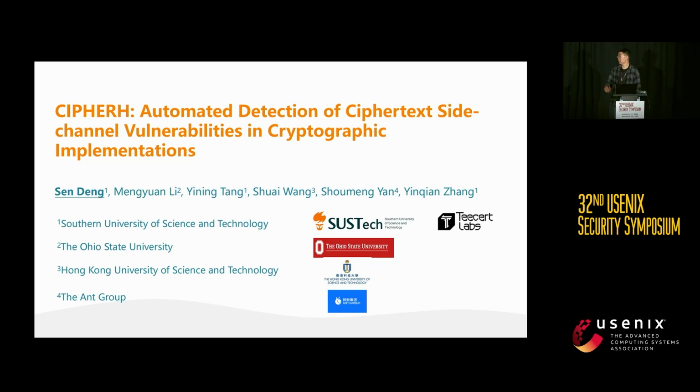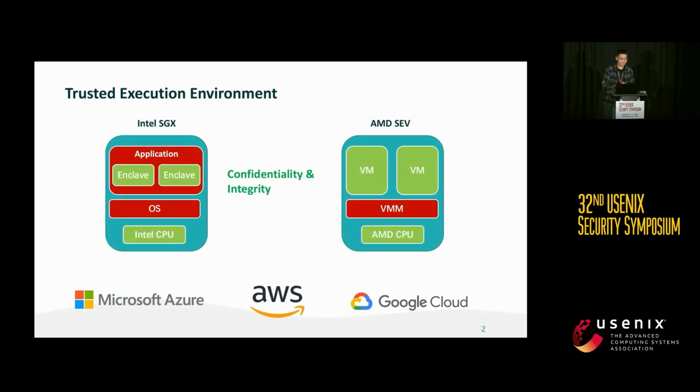Today I will introduce our work CipherH, automated detection of ciphertext channel vulnerabilities in cryptographic implementations. This is a joint work with Dr. Mengyuan Li, Yining Tang, Dr. Shuai Wang, Dr. Shoumeng, and my supervisor, Dr. Yinqian Zhang. TEE is the hardware extension in modern processors which provides software applications with confidentiality and integrity.